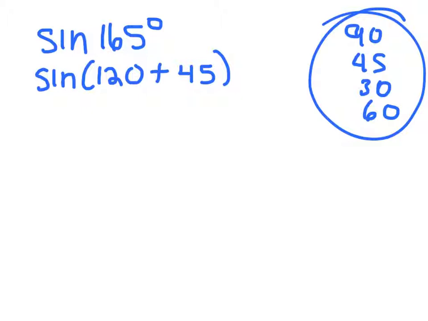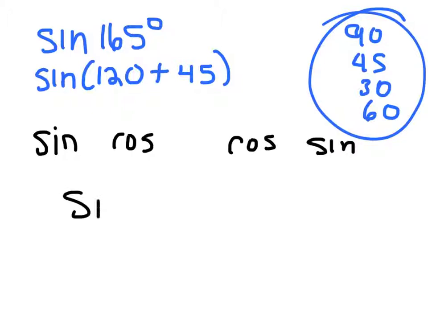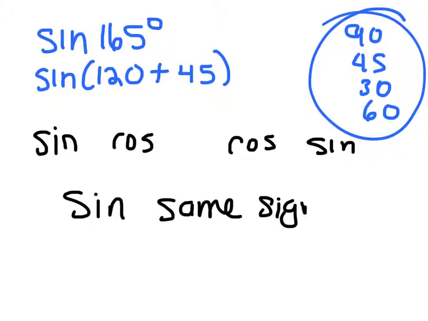So next up, you have to have your function memorized. Remember, sine goes sine, cosine, cosine, sine. And sine always has the same sign. So if this is plus, this is plus. Okay, sine, cosine, cosine, sine. So now we have to figure out each of these exact values. Sine of 120, cosine of 45, cosine of 120, sine of 45.